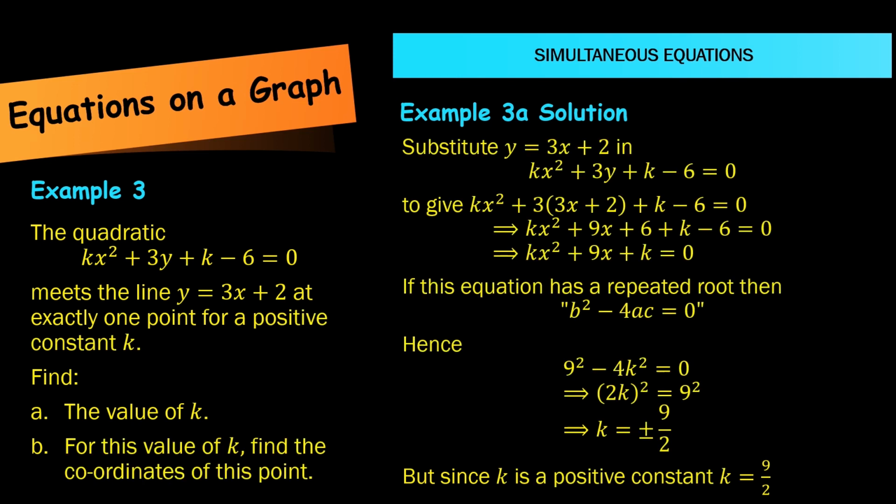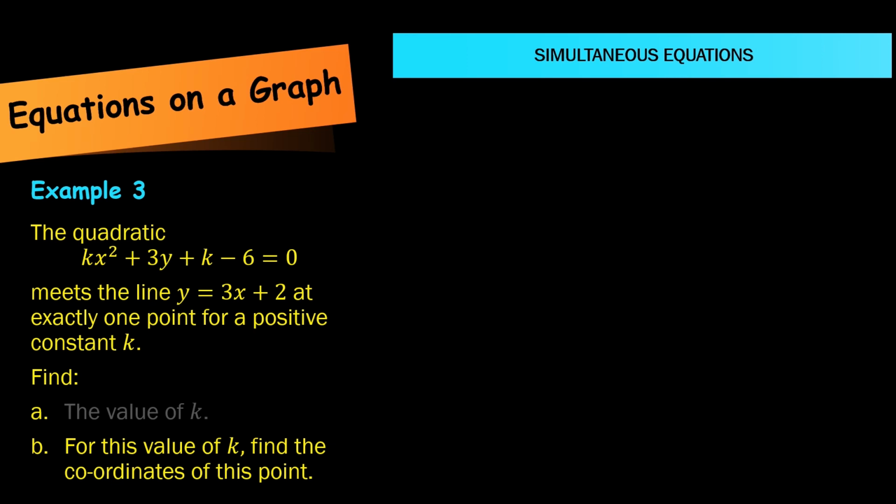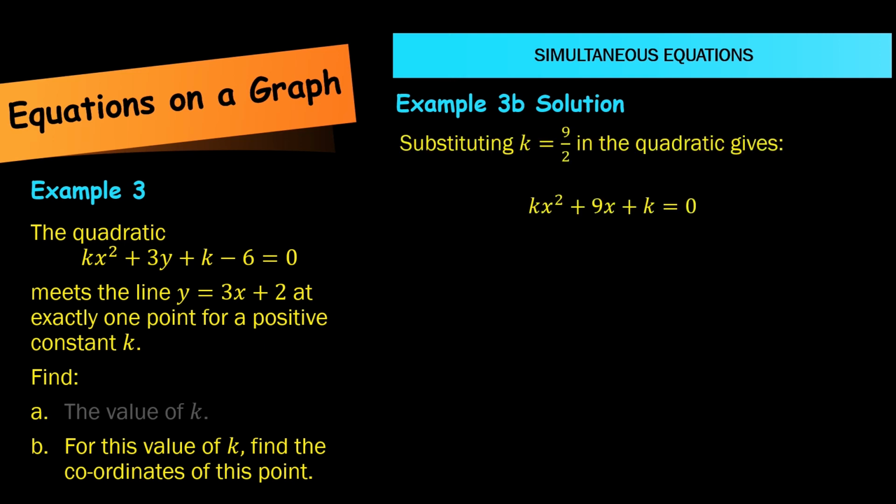Now let's take a look at part B and solve. So from part A we have that k is equal to 9 over 2. Let's substitute the value k equals 9 over 2 in the quadratic to give kx squared plus 9x plus k equals 0, which is equivalent to 9 over 2 x squared plus 9x plus 9 over 2 equals 0.